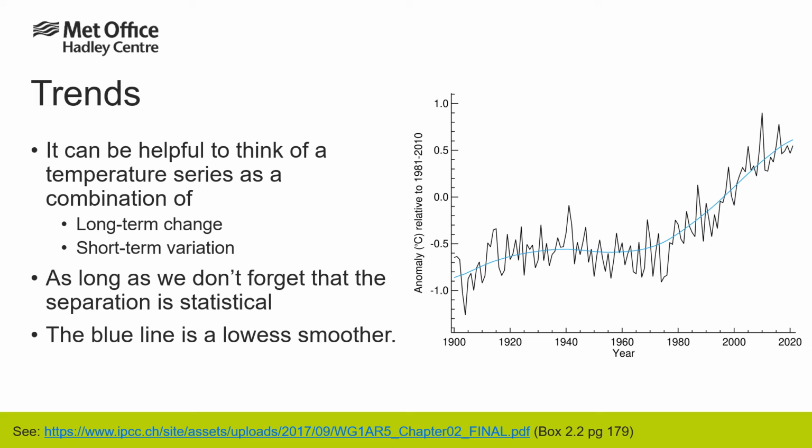Now, this is sometimes a helpful way of thinking about the data. We can think of what's causing changes from the long-term variations. But it's important not to forget that this separation is statistical. It doesn't necessarily have a direct physical meaning. So we need to be a little careful in the interpretation. We shouldn't immediately say that long-term changes are exactly equivalent to global warming. The long-term changes can be affected by long-term internal variability in the climate as well.